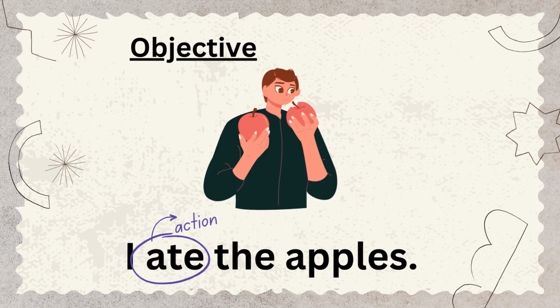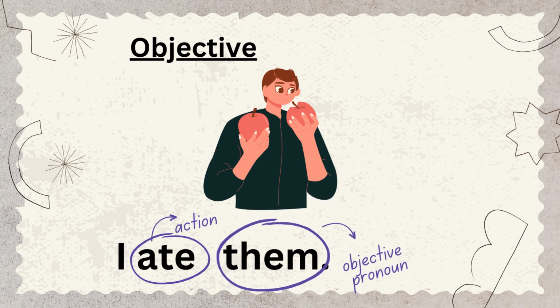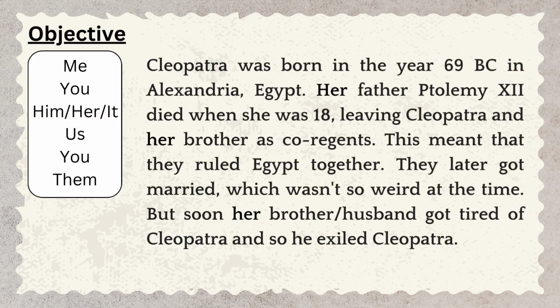I ate the apples. Ate is the action, so who receives the action? The apples. I can replace the apples with an objective pronoun. I ate them. Going back to Cleopatra, how can we use objective pronouns to make the text better? Pause the video for a moment and try to do it.